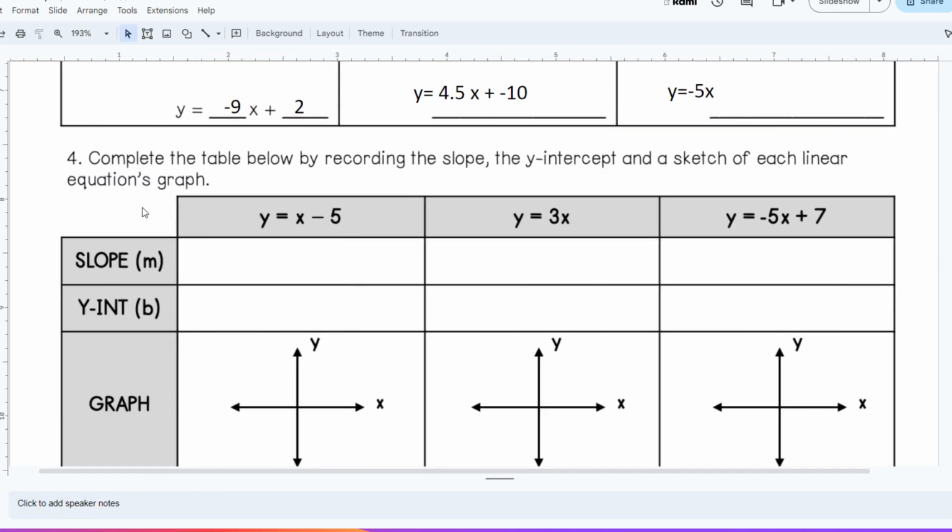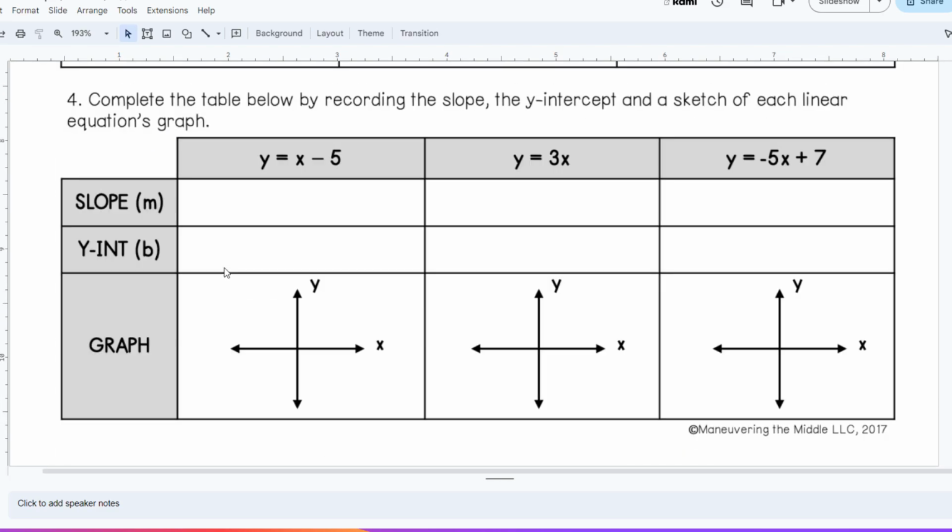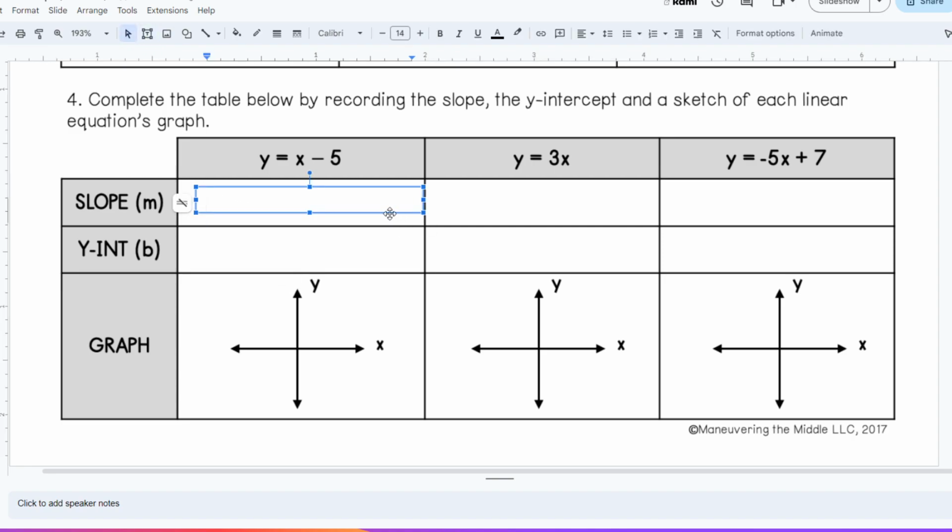Let's take a look at some of these. Complete the table in the graph by recording the slope and the y-intercept by making a sketch. So this one, you don't have to be super exact. You just got to give me a ballpark graph. So I'll do the first couple with you, and then I'll let you do some by yourself.